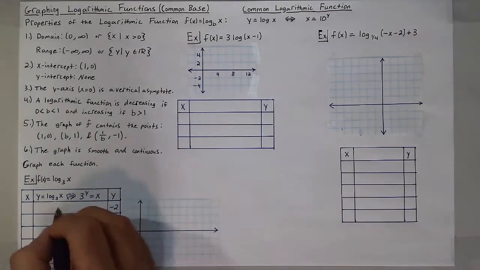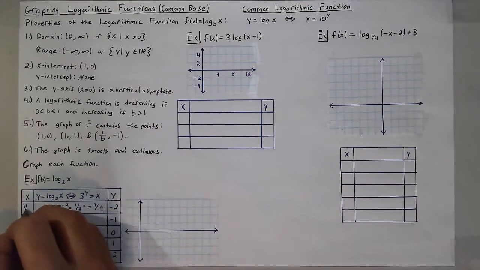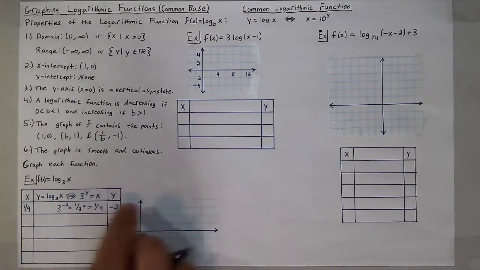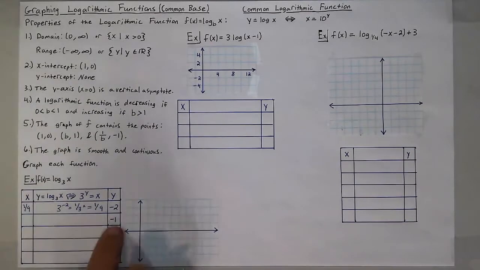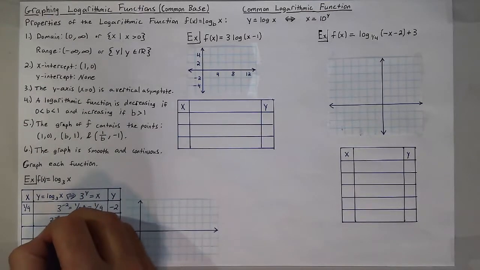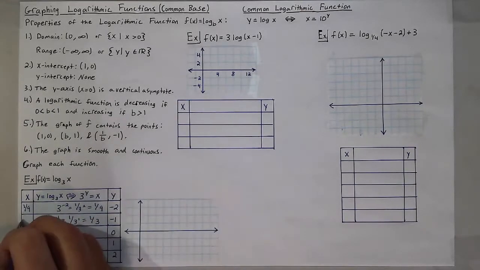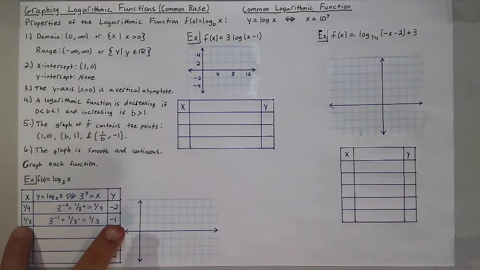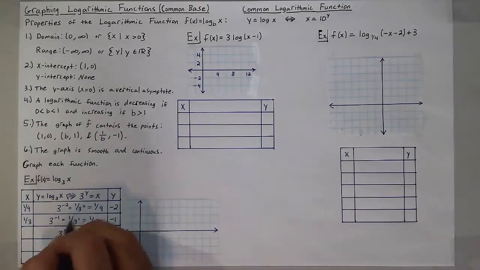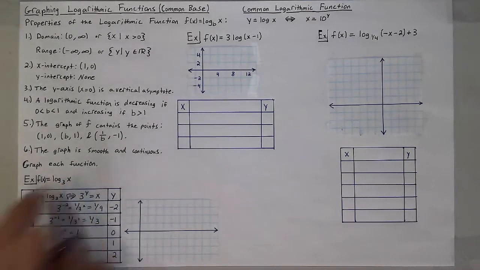plug them into the exponential function, so 3 to the negative 2 would be 1 over 3 squared, which gives me 1/9. So when x is 1/9, the logarithm is equal to negative 2. I plug in negative 1 into my exponential, 3 to the y here. 3 to the negative 1 is equal to 1 over 3 to the first, which is 1/3. So when x is 1/3, y is negative 1 for the logarithm. Plug in 0, I get 3 to the 0. This gives me 1. So when x is 1, y is 0 for the logarithm.